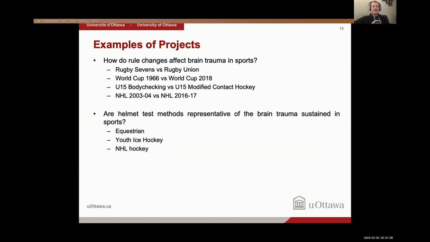Some other examples of studies we do are how representative are helmet test methods of the actual brain trauma sustained in sports. So we look at equestrian, youth ice hockey, the NHL. We also look at football. We even look at elderly populations and possibly designing helmets for them. With respect to future directions, we look to see how can we predict maximum principal strain directly from video. So this is avoiding that 4-hour-long process per head impact.